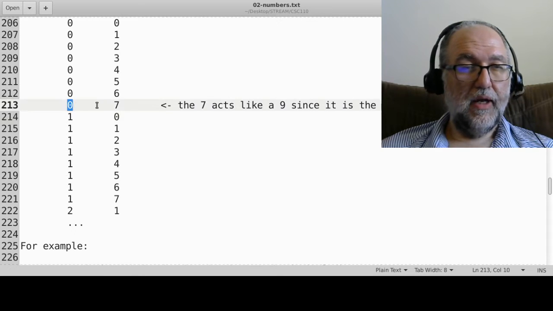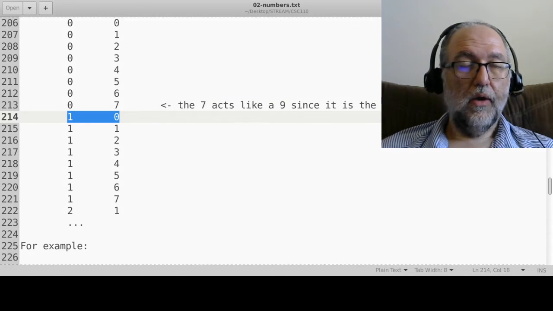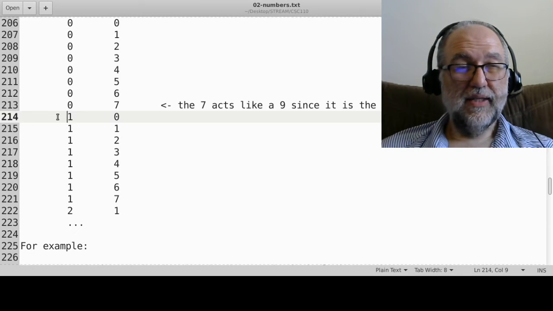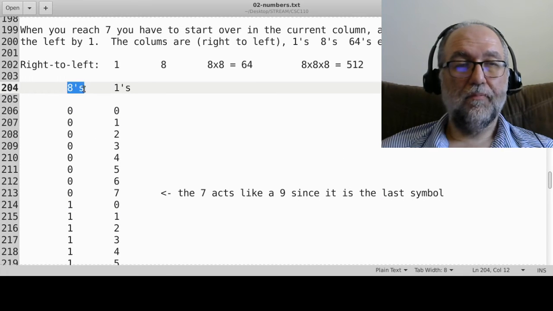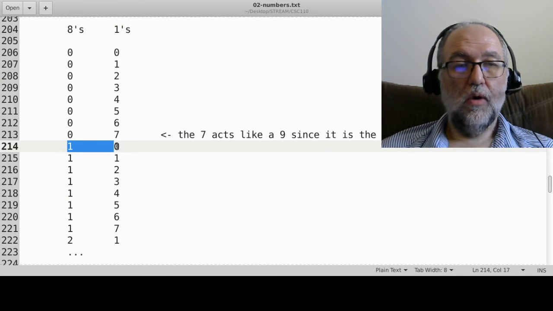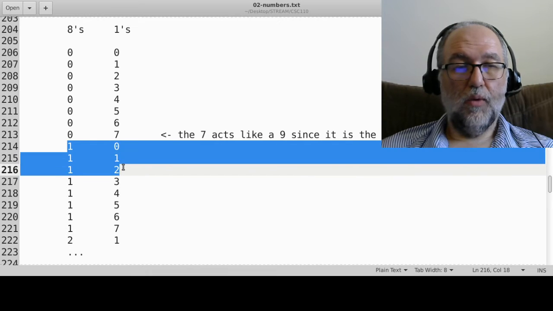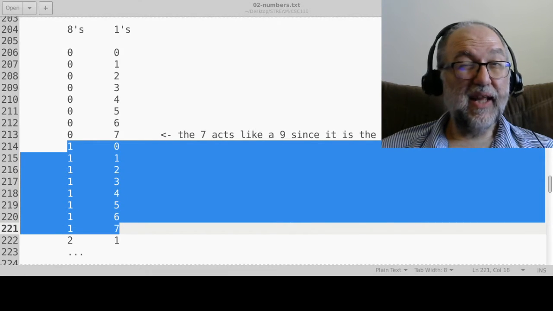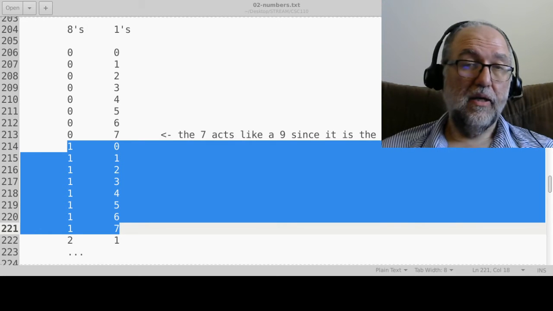So once we get to 7, the next number is 10. Now you're tempted to say ten, but it isn't, because this 1 is not in the ones column. That 1 is in the eights column. Okay? Then let's continue counting: 1, 0, 1, 1, 1, 2, 1, 3, 1, 4, 1, 5, 1, 6, 1, 7. And we get to that 7 again.